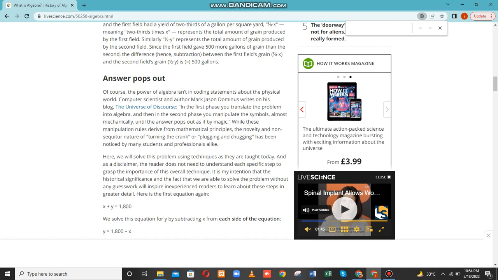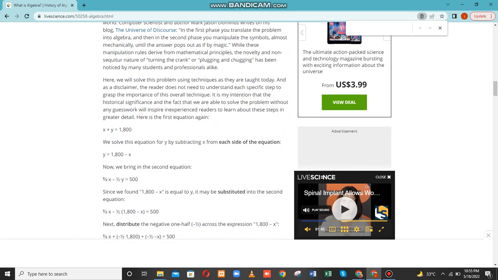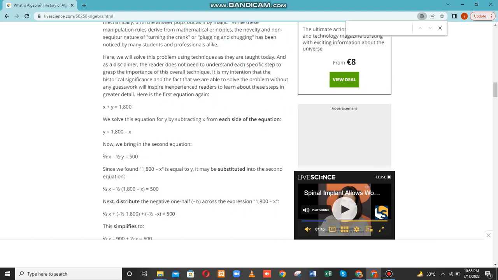We solve this equation for y by subtracting x from each side of the equation. y is equal to 1800 minus x. Now we bring in the second equation, 2/3 x minus 1/2 y is equal to 500. Since we found 1800 minus x is equal to y, it may be substituted into the second equation.